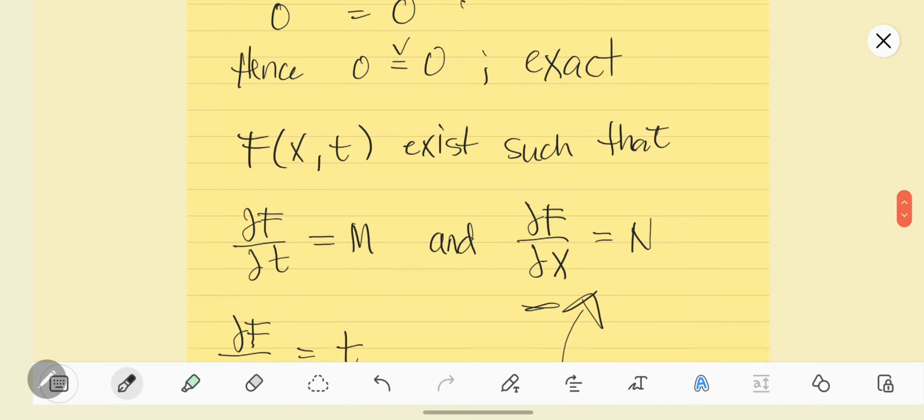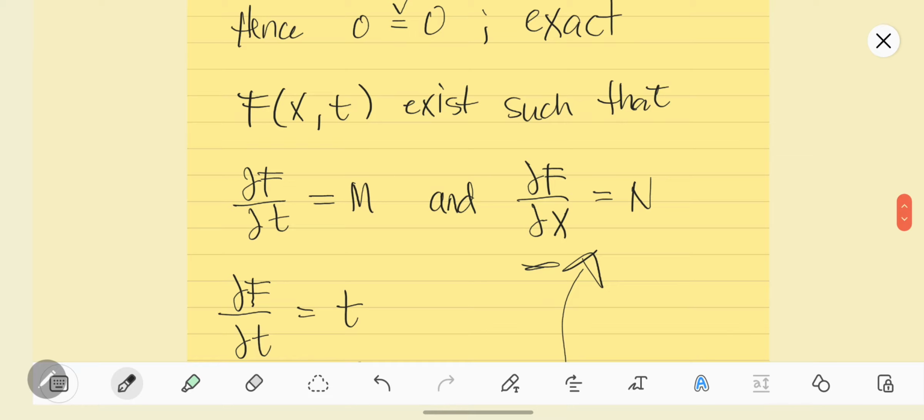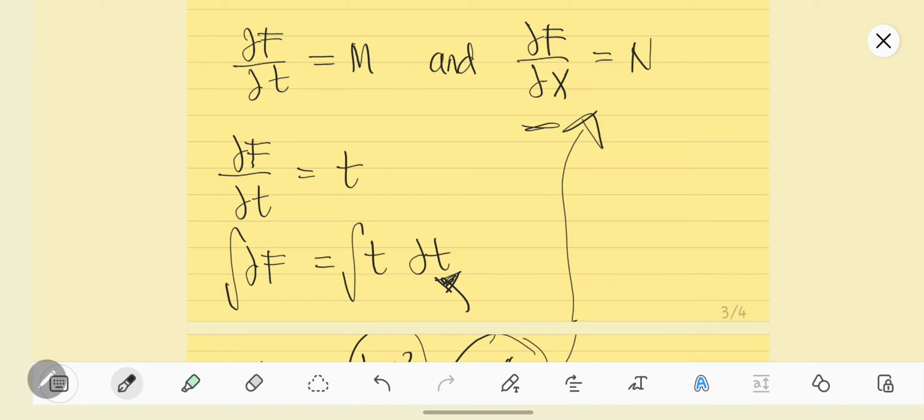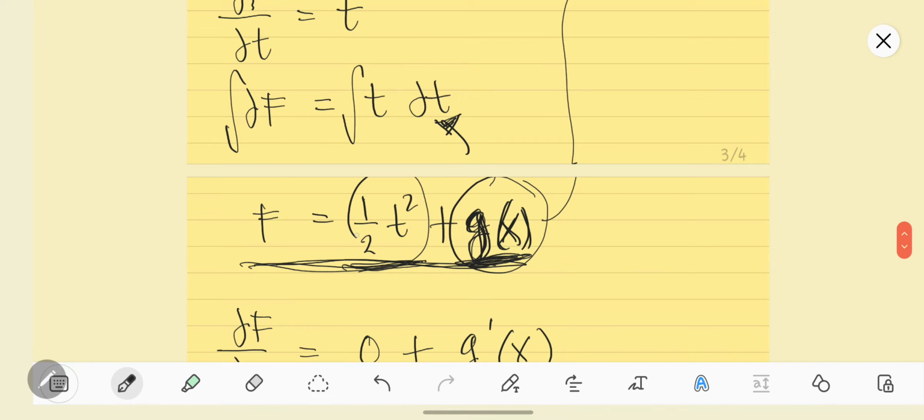So this implies that f of x and t exists such that the partial derivative of f over dt is equal to m, and the partial derivative of f over dx is equal to n. Then we solve for the partial derivative of f over dt is equal to m. We know that m is equal to t, so integrating, the integral of df is equal to the integral of t dt, and we arrive at f is equal to 1/2 t squared plus g of x.